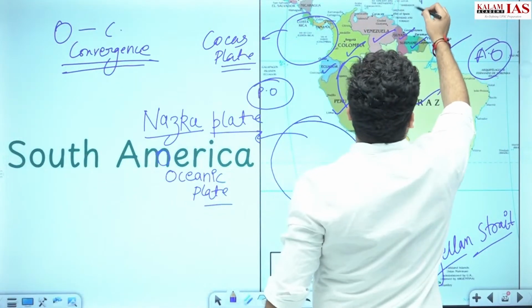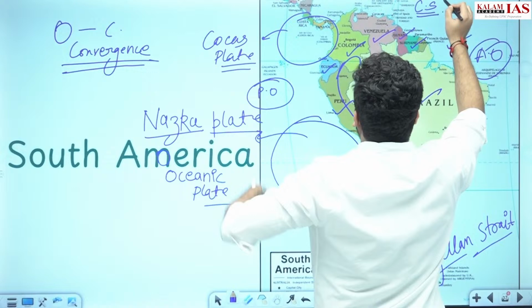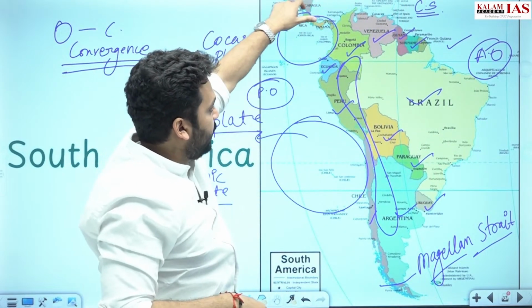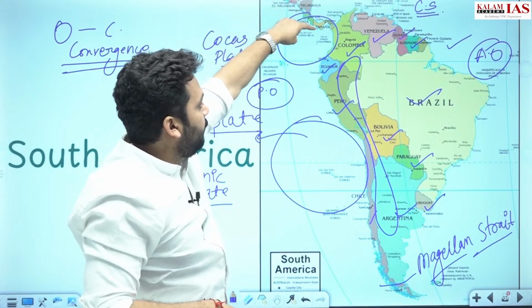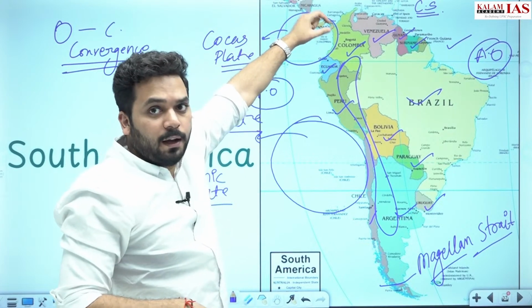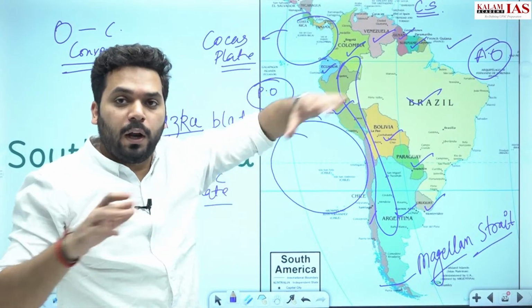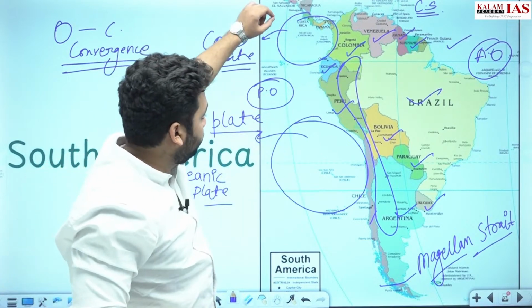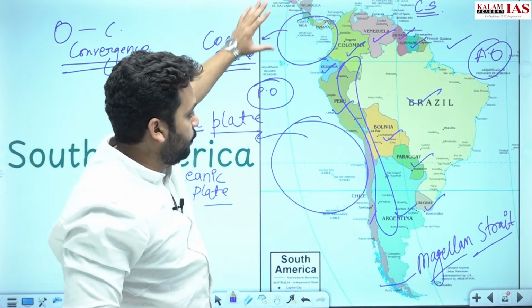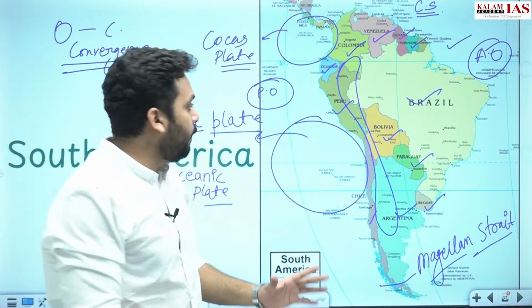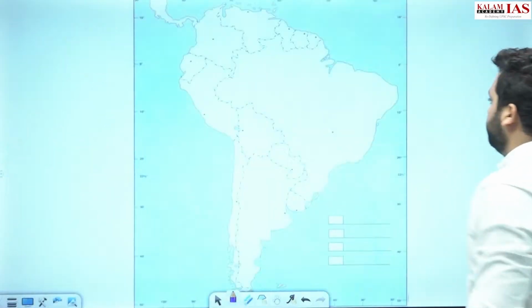We have the Caribbean Sea over here, and North America is connected here. We have the Isthmus of Panama. What is an isthmus? It is a land area which is connecting two large land bodies. So this is the broad overview of South America.